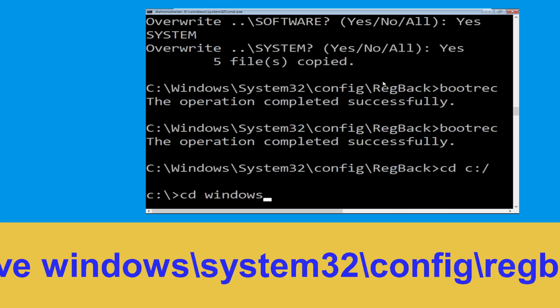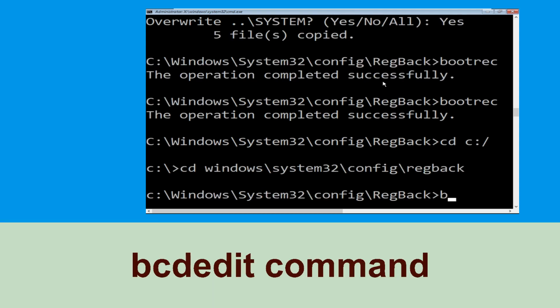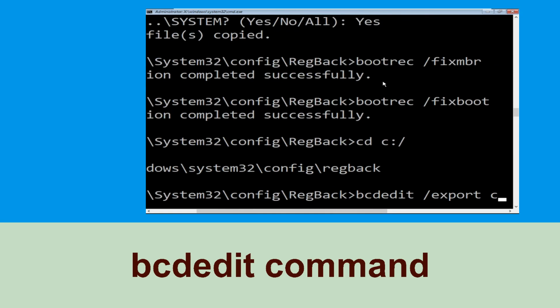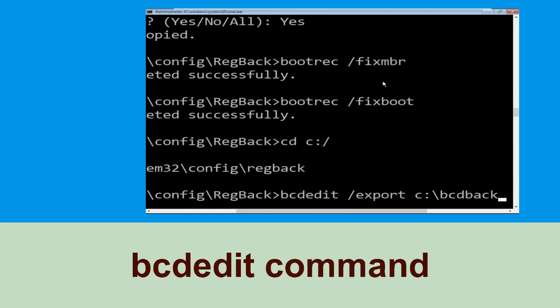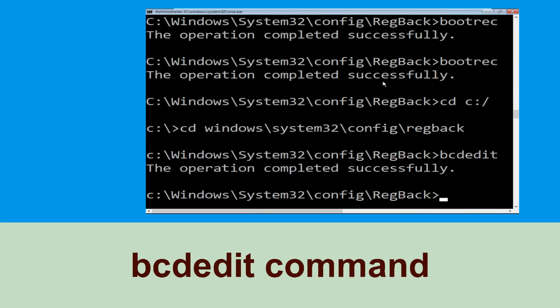Let's execute this command. Type cd space Windows /system32 /config /regback. Then simply we need to hit enter to execute this command. Now type this command. bcdedit space /export space c:/ bcd backup, then hit enter.